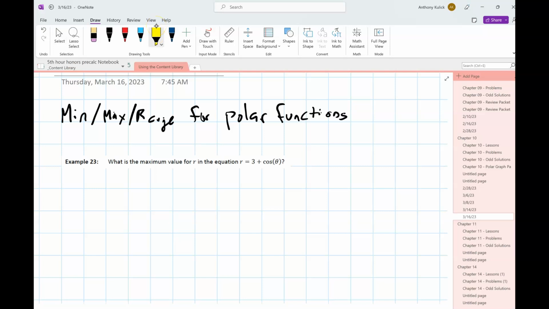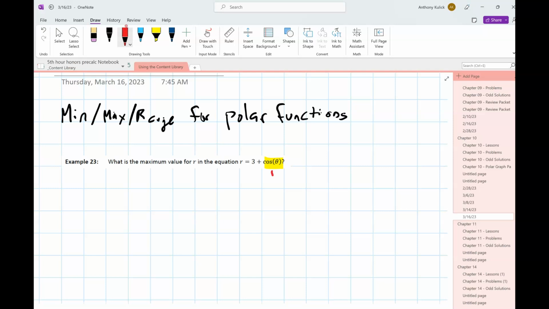So what part of the equation r equals 3 plus cosine theta is going to dictate the maximum size for r? What's the only part that's variable? The cosine theta part, right? If I'm talking about the maximum value for r, 3 is constant. So the only part that I really need to be concerning myself with is that cosine theta part.